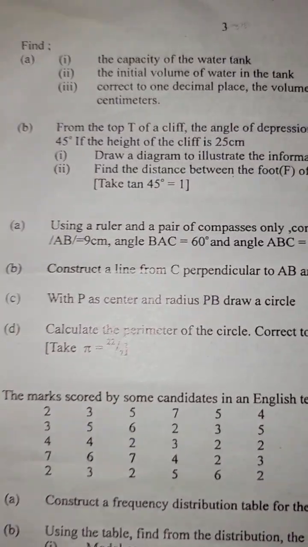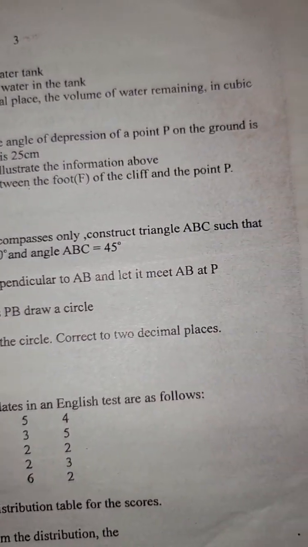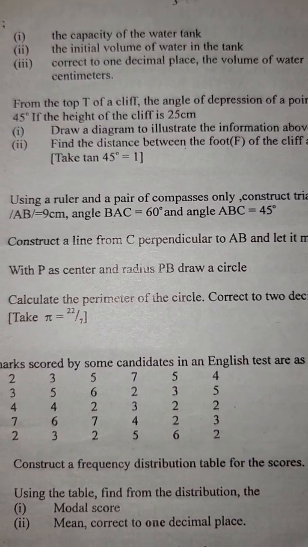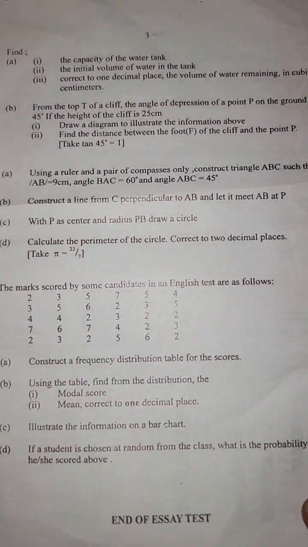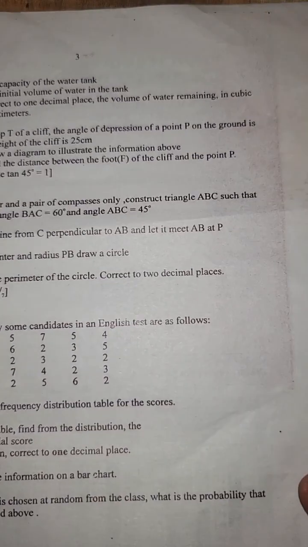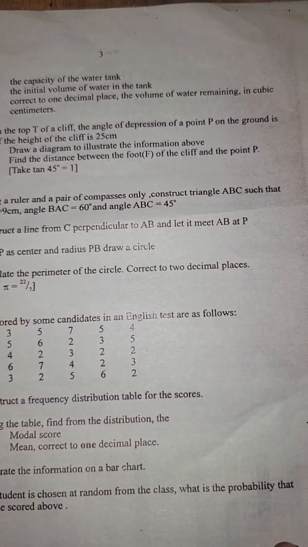B. From the top T of a cliff, the angle of depression of a point P on the ground is 45 degrees. If the height of the cliff is 25 centimeters, draw a diagram for it and find the distance between the foot of the cliff and the point P.